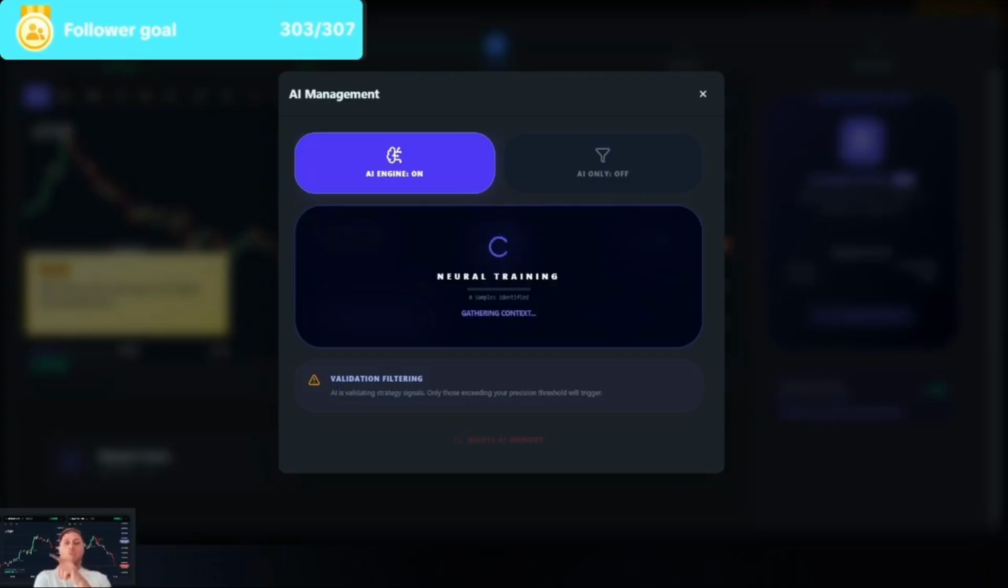The second one will be the AI-only option. We will turn off all the strategies. AI will use its own brain. Behind the scenes, it will work out which strategy to enter or not.